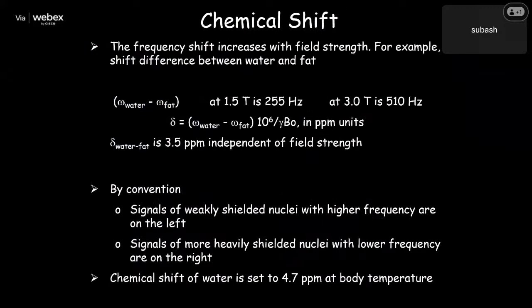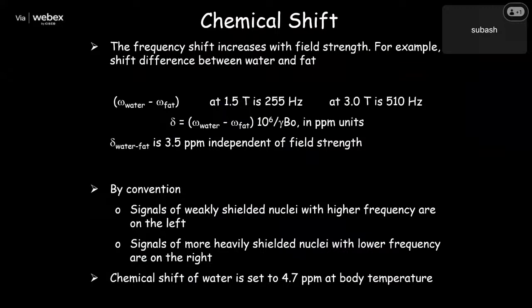Now, you can calculate this chemical shift in hertz, but the problem is that this chemical shift in hertz will change from field strength to field strength. If you are using a 1 Tesla magnet, there will be a certain number of hertz. Then if you go to 1.5 Tesla, it will be a few more hertz. So it is better to make it field independent. So we measure the chemical shift in ppm.